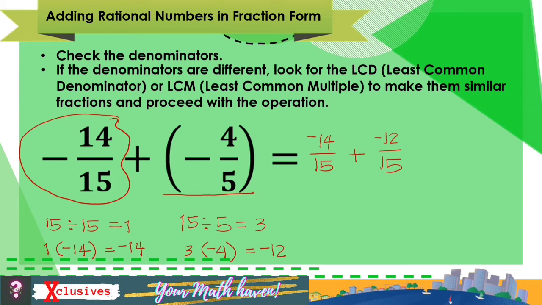Notice that they have the same sign. Both numbers are negative, so we will add. So 14 plus 12 gives us 26. Do not forget the sign, negative. Then copy the denominator. If the answer cannot be simplified, then this will be our final answer.